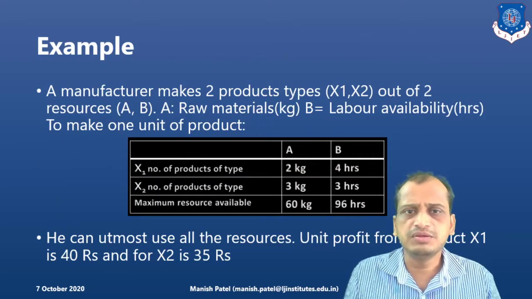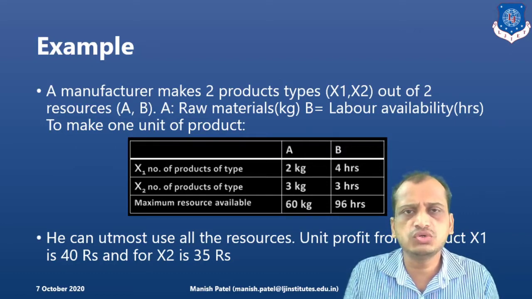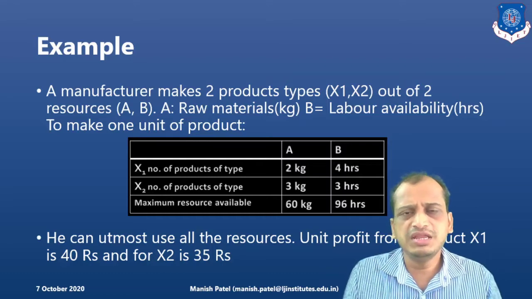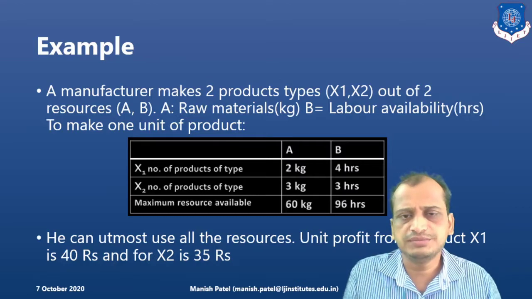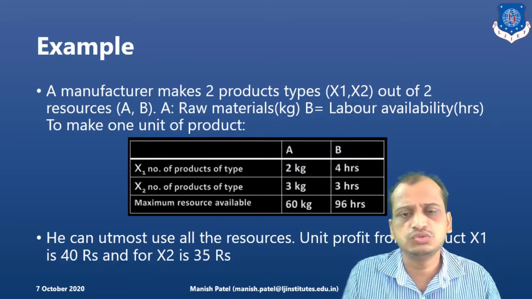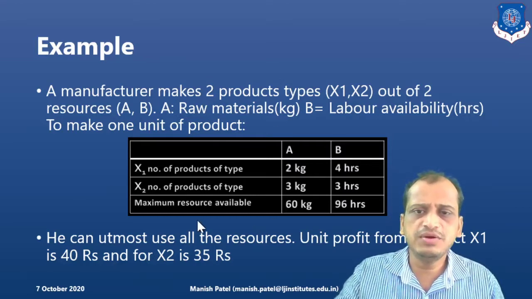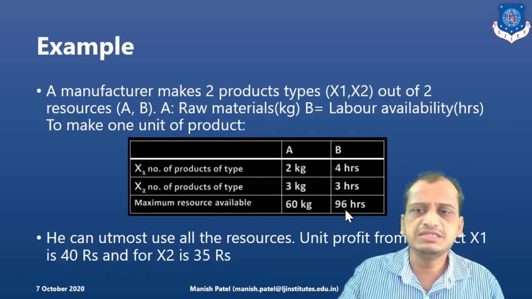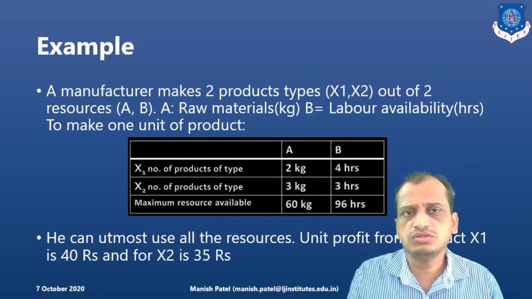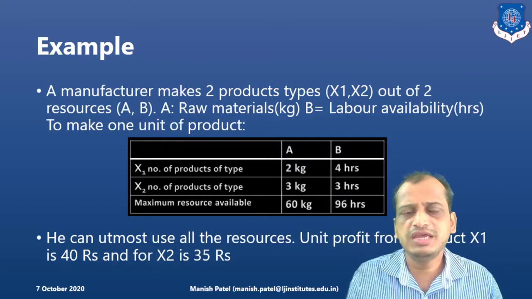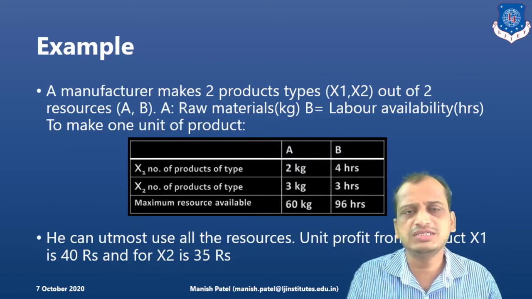Let's look into an example. A manufacturer makes two products, X1 and X2, out of two resources, A and B. A is the raw material constraint, and B is the labor hours, which is also a constraint for products X1 and X2. Here the constraints are given. The maximum resource for A is 60 kg of raw material, and for B it is 96 labor hours. Now at most from X1 he can get 40 rupees, and from X2 it is 35 rupees.